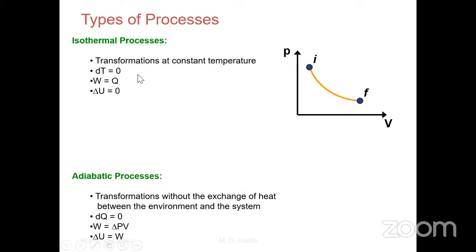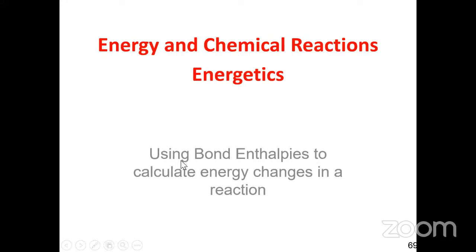So when you have an isothermal process, there's no change in temperature, so the change in internal energy is zero. When there is no change in heat, the Q is zero, so you now have internal energy equals W.